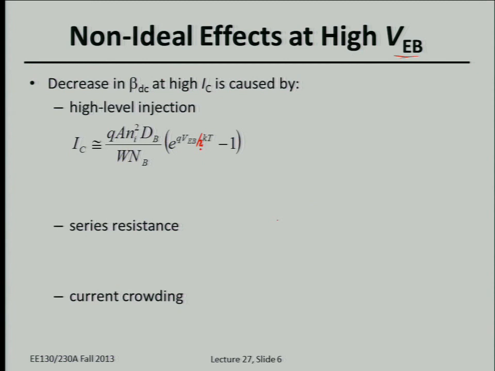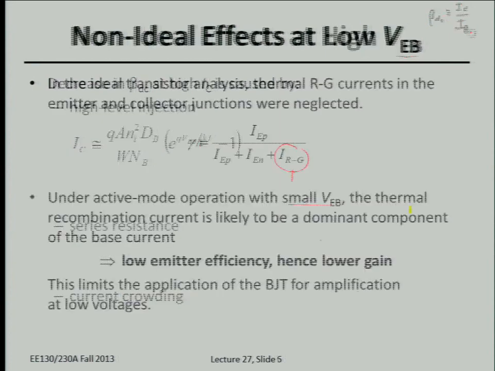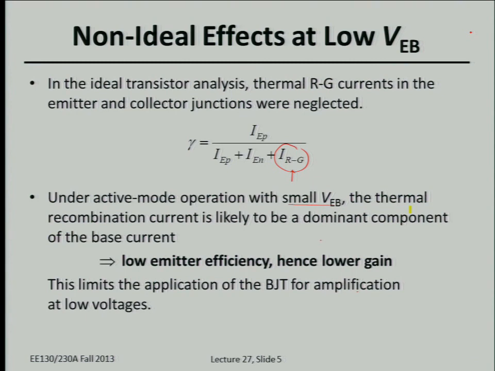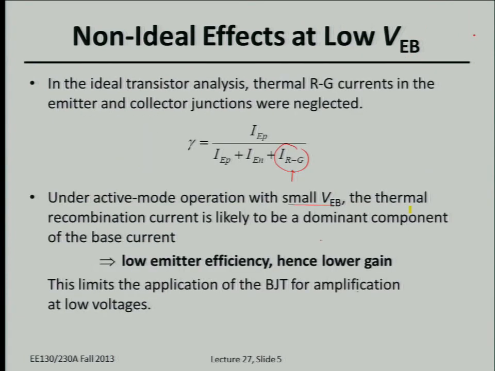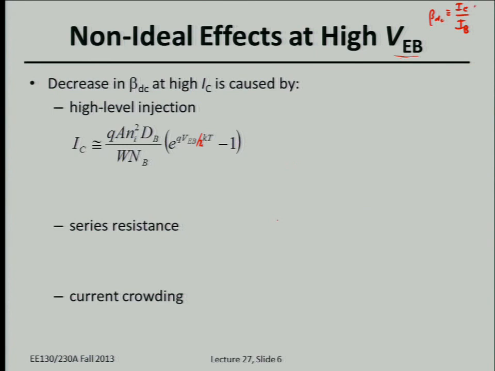Okay? So remember, beta is defined to be the ratio of the collector current over the base current, and this is in the active mode of operation only. So what I showed previously is that this effect at low VEB makes IB larger than ideal, because you have this extra recombination generation current, and for that reason you degrade the current gain. Here we degrade current gain because IC is going to be increasing more slowly than ideal. Okay, so let's just plot this.